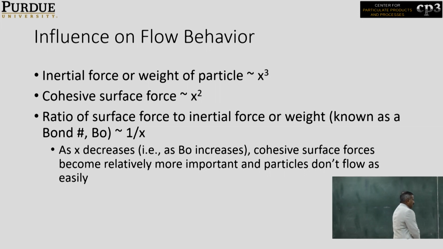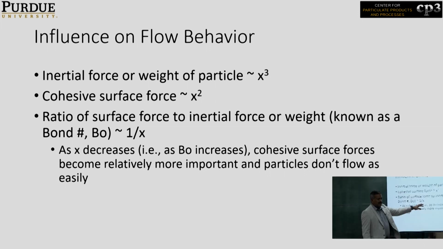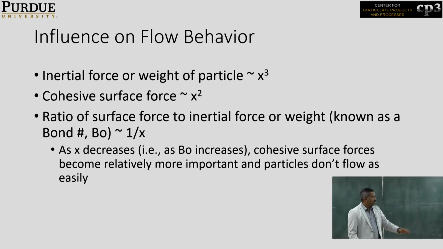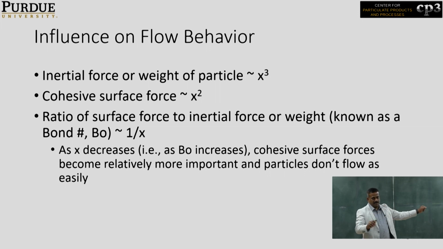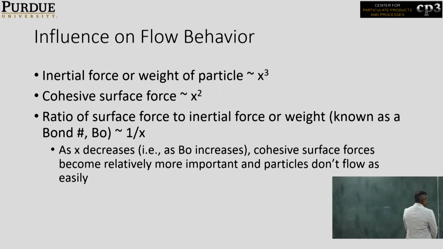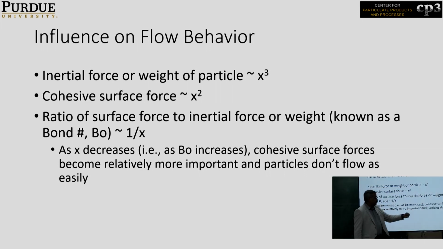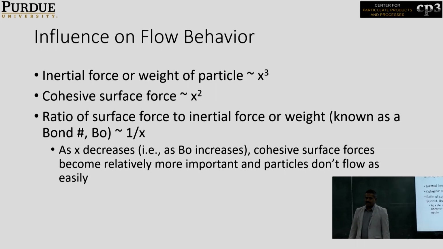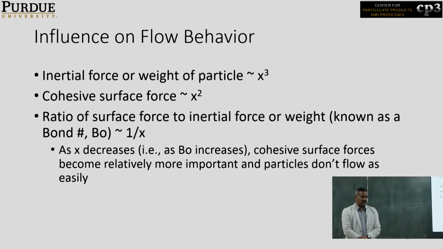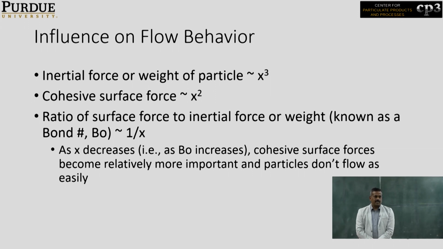I'm not going to do this now, but we will talk about bond number a little later. You would have learned about bond number, right? At least except the agriculture students, maybe ag engineering students, you would have learned. It's a ratio of surface force to inertial force. As the bond number increases, the cohesive surface forces become relatively more important. That means if the cohesive forces are high, then the flow will be challenging, flow will be difficult. So if the particles are larger, then the cohesive forces will be low, and they flow better, okay.